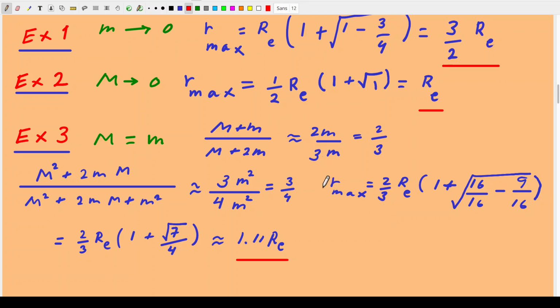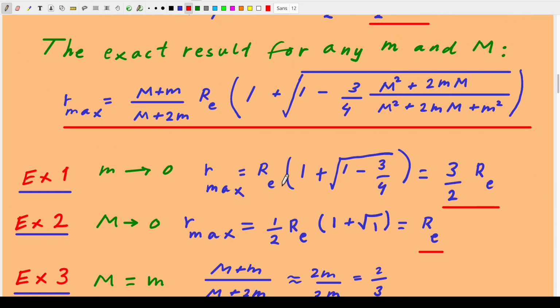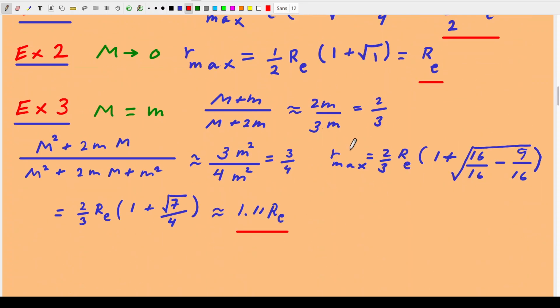So what you get is rmax equals 2/3 of the radius, times, and this 16/16 is a simplification of 1 here. So you can now take 16 minus 9, that's 7. Okay, and 7/16 square root, that's square root of 7, divided by 4. So that is about 1.11 Earth radius.